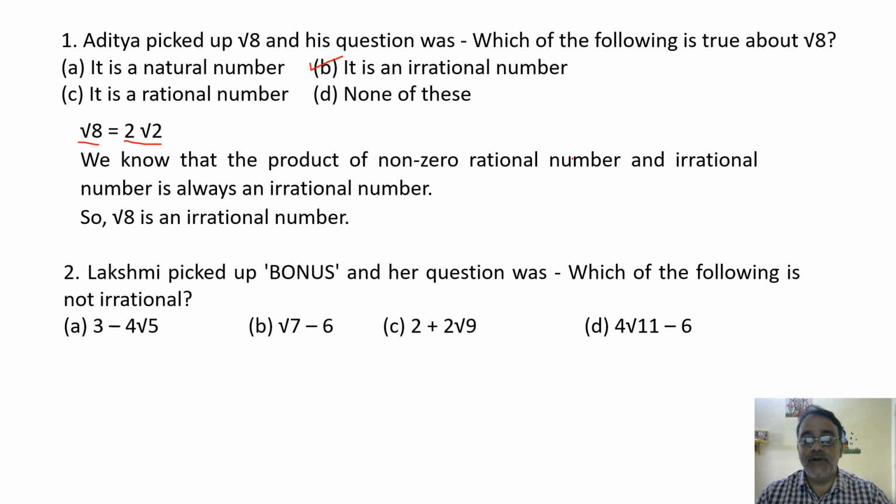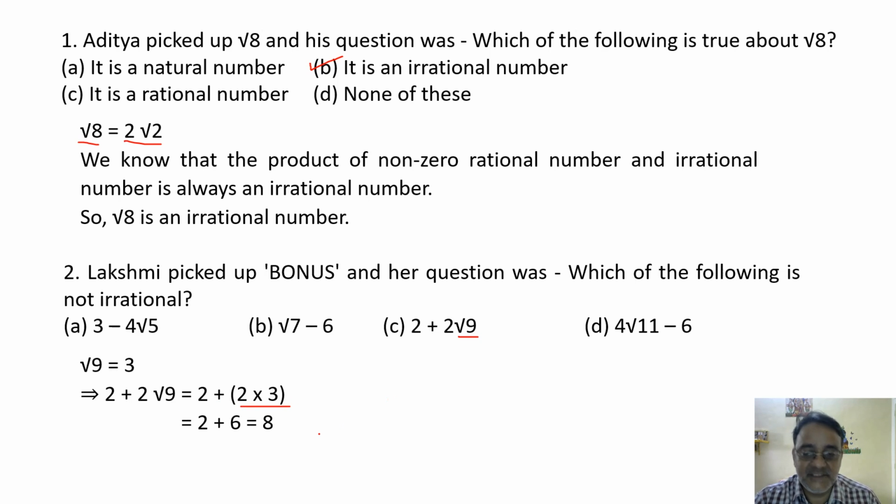Lakshmi picked up a number and her question was, which of the following is not irrational? Right. Let us see this one. Root 9. What is root 9? 3. Right. So 2 plus 2 root 9 will be equal to 2 plus 2 into 3. That is 2 into 3, 6, plus 2, we are getting 8. Which is a rational number, right? So the correct option for this question is C. Because this is the one which is not irrational, the rest are all irrational.